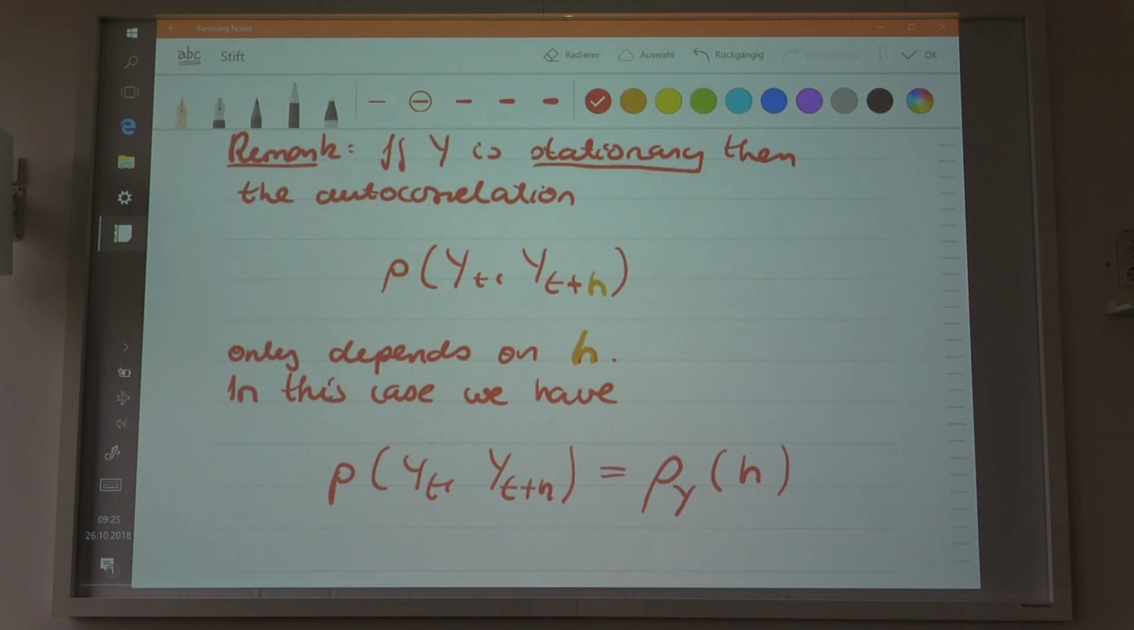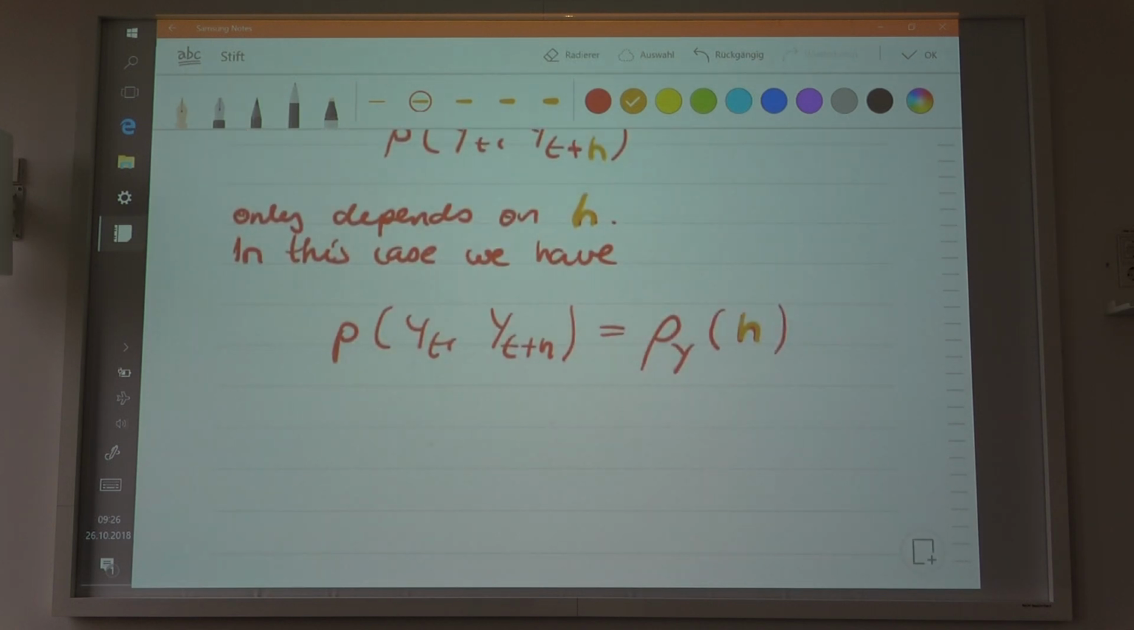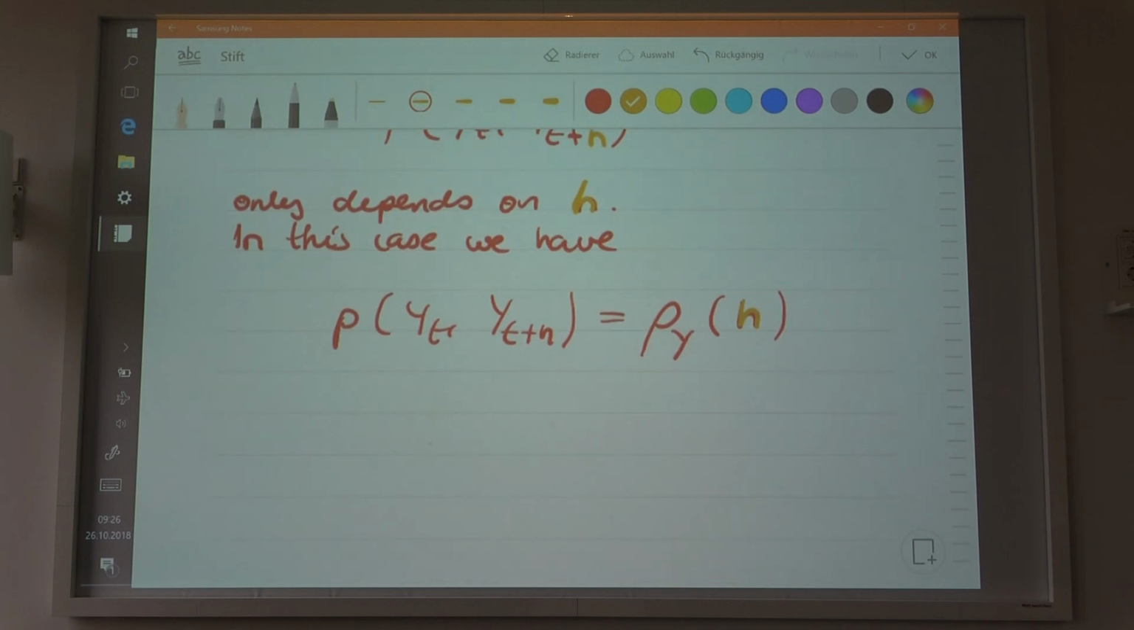So it does not depend on t, but it can depend on the time lag. So in that case, if the process is stationary, then I use this expression, because we only have a dependency on the time lag, but not on the time itself. Okay? So the time distance between two sampling points.